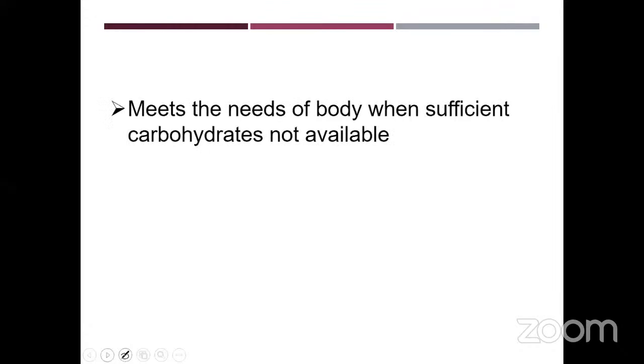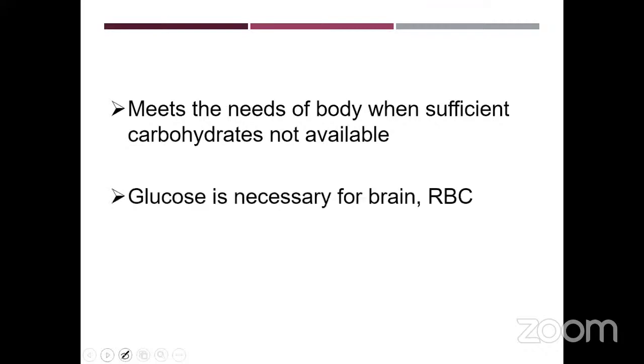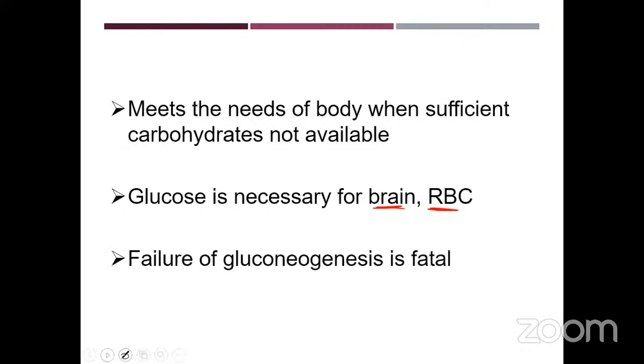So the importance is that it meets the needs of the body when sufficient carbohydrate is not available. I told you in the very first slide, the brain and RBC mainly depend, and RBC solely depend, upon glucose for their energy requirement. And failure of gluconeogenesis will be fatal because it affects both. RBC will be lysed, hemolysis will be there, and the brain function will deteriorate. So failure of gluconeogenesis is fatal.